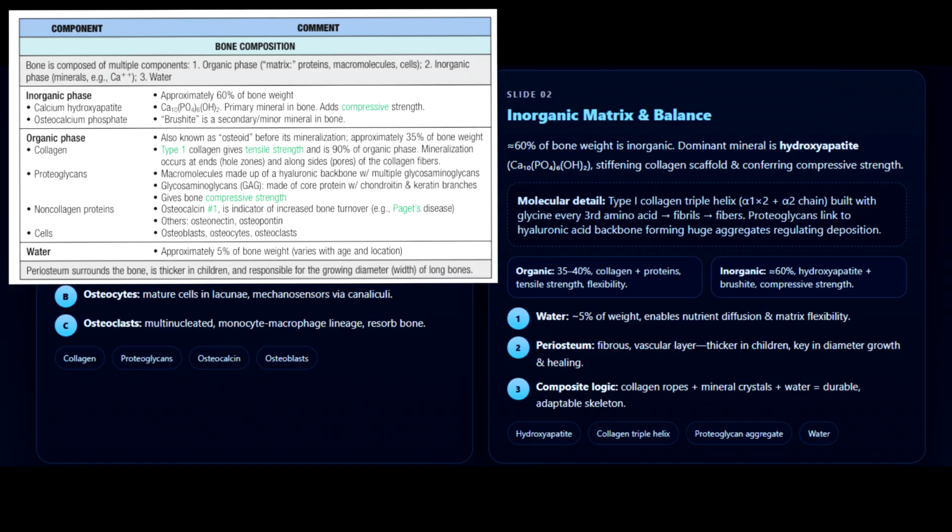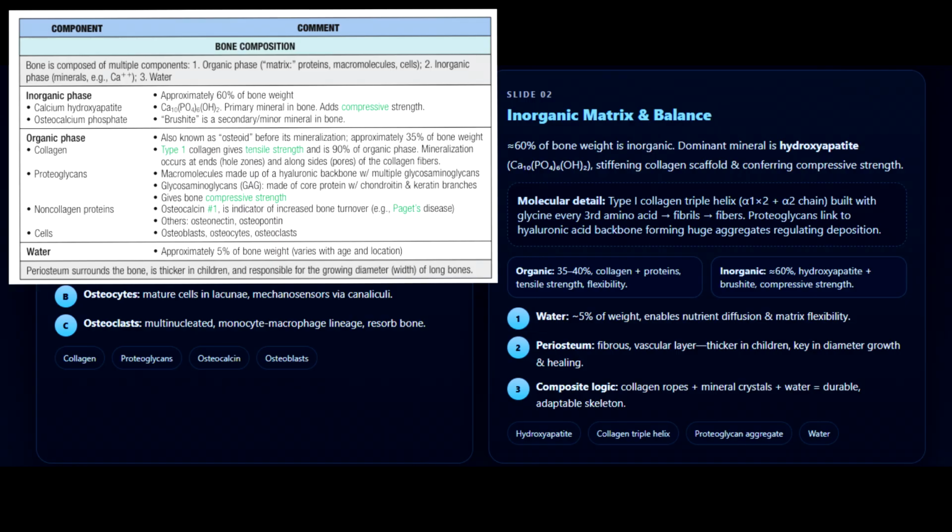While collagen provides tensile strength, hydroxyapatite provides compressive strength, the ability to resist weight and pressure. This duality, collagen plus mineral, explains why bone can be both strong and slightly flexible, rather than brittle like pure mineral or soft like pure collagen. A minor contributor to the inorganic phase is osteocalcium phosphate, sometimes called brushite, which also plays a role in mineralization.